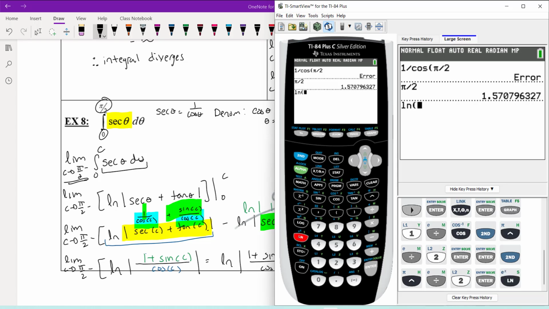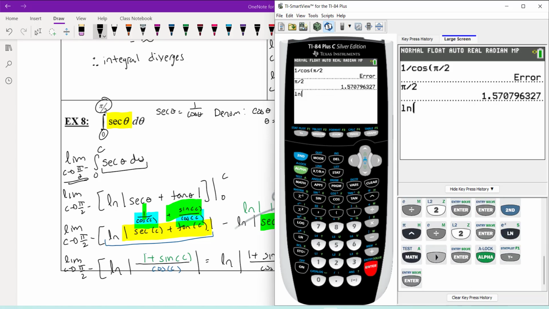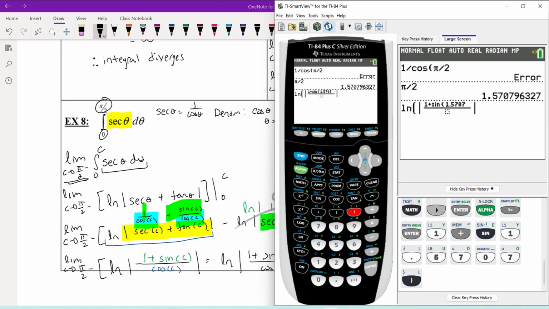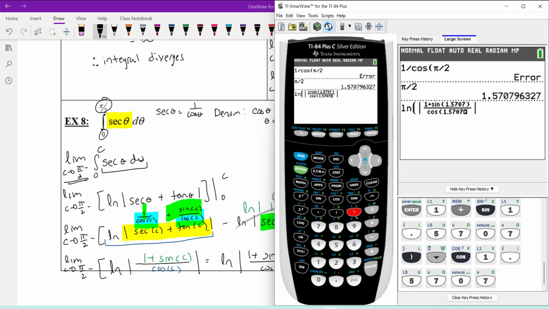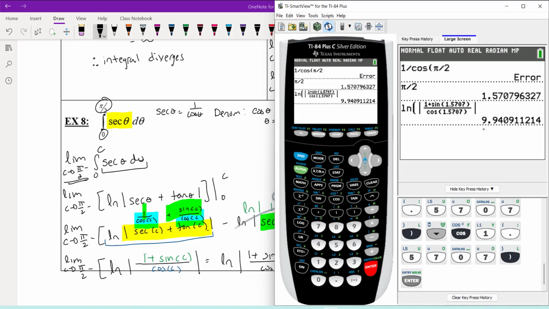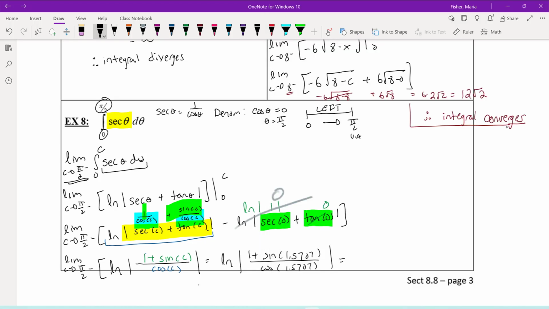So we say the natural log of the absolute value, which is math, scroll 1 over to the number and then enter, and then alpha y equals for that numerator and denominator, and we say 1 plus the sine of 1.5707 divided by cosine of 1.5707. If you hit enter, you end up with a positive number. So what does that mean? That means that this is approaching positive infinity. I know 9 is not a very big number, but it's positive, so that's all you need.